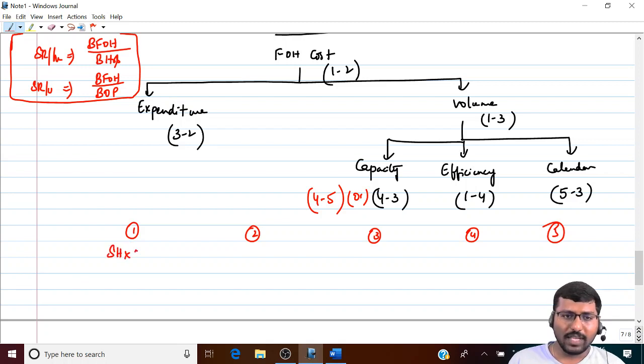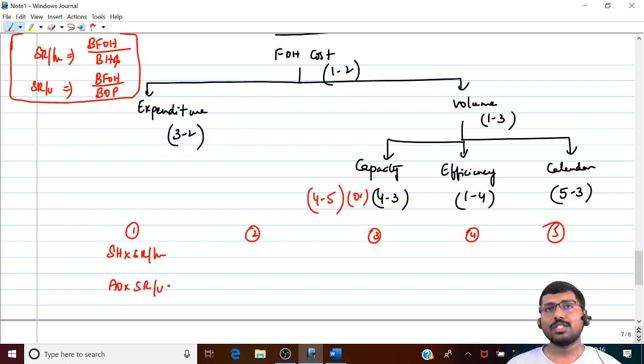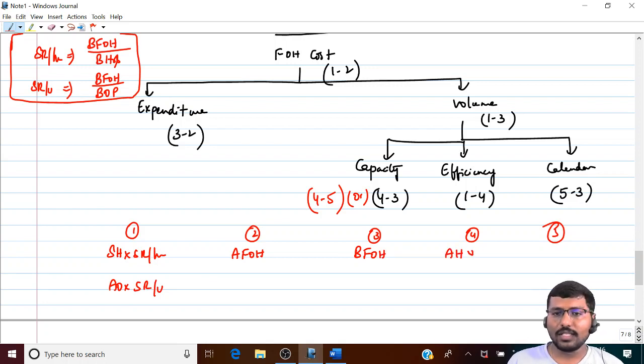Now coming on to the formulas, quite a bit simple. First one, SH into SR per hour, or we know the alternative formula also, AO into SR per unit, correct? Just now we have learned. Coming on to second one, actual fixed overheads. Third one, budgeted fixed overheads. Fourth one, actual hours into standard rate per hour. Last one, possible fixed overheads, which is nothing but budgeted fixed overheads into actual days by budgeted days.